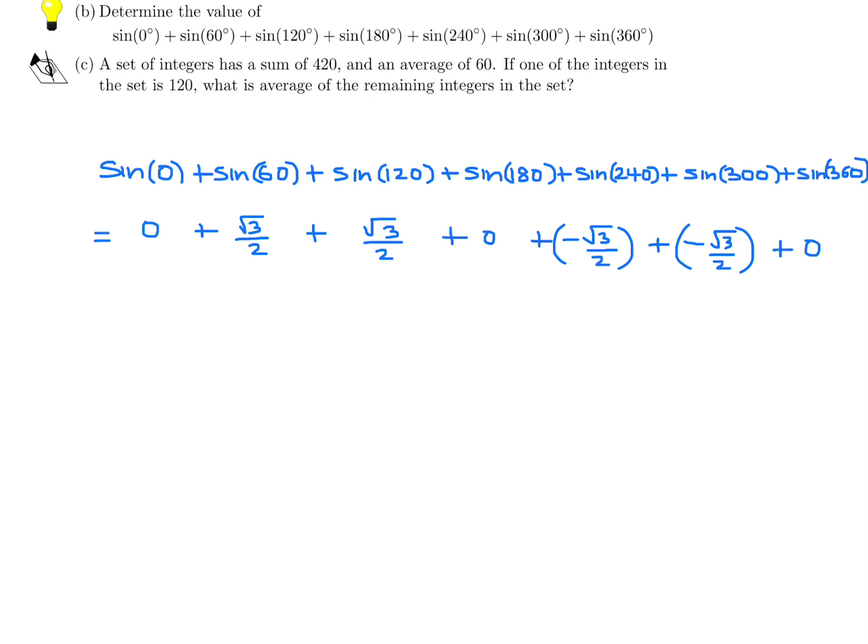So those are our 7 values, and if you add them all, you'll notice this cancels with this and this cancels with that, so you're just left with 0, and that is the answer to part B.